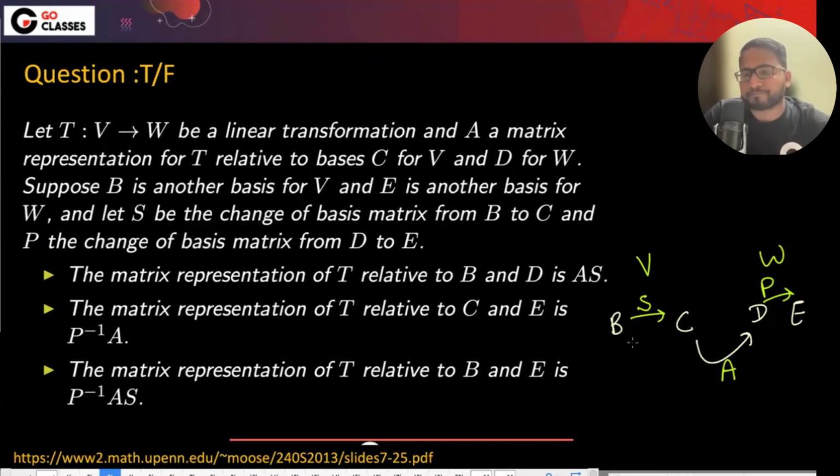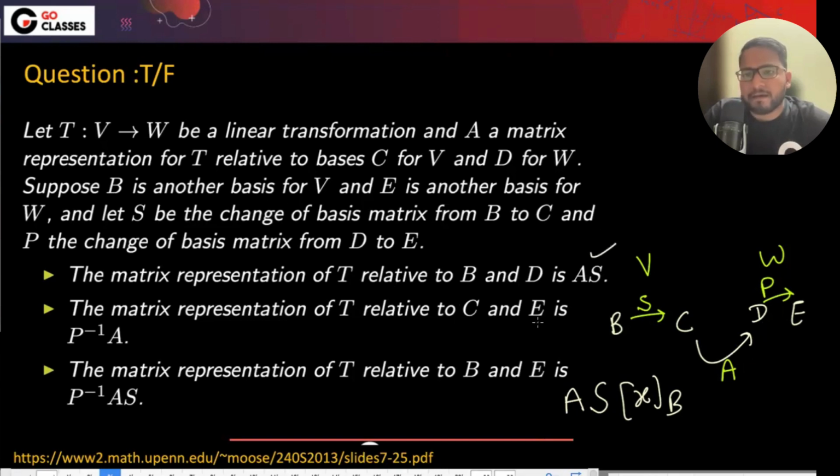So what is the answer? You want B to D, right? So what will you be doing? If the vector is given in base B, and ultimately you want it in base D, first you will be multiplying by S. Then this vector is in the base C, and now from here I can go by A. So I will multiply by A. Now the final vector is in the base D. So AS is the correct one.